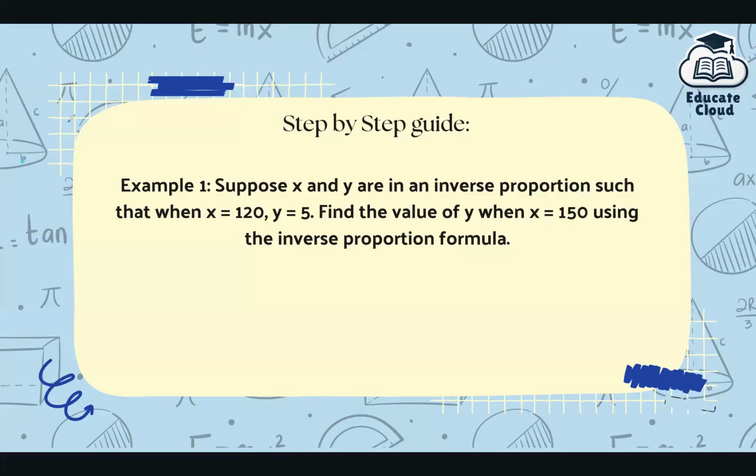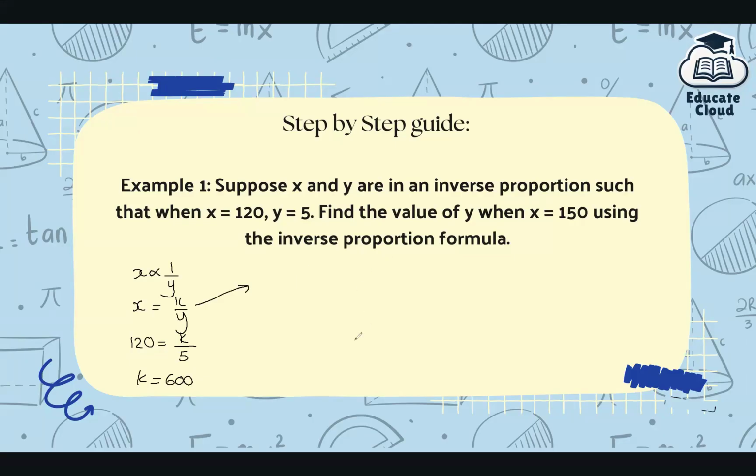Okay, so x is proportional to 1 over y. x is equal to k over y. Now we can plug the numbers in. So x is 120, k stays here, and y is 5. Okay, so we can do 120 times 5 to work out what k is. So 120 times 5, k is 600. Okay, and now we can rewrite this here.